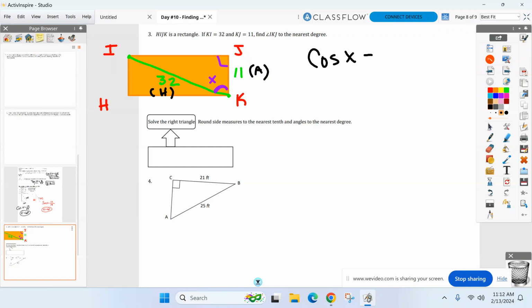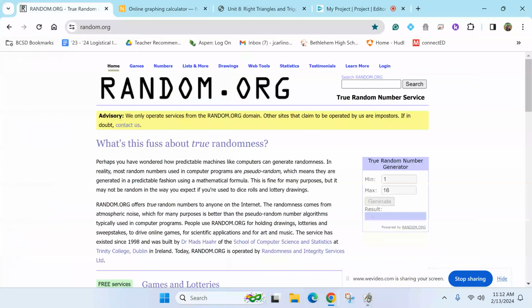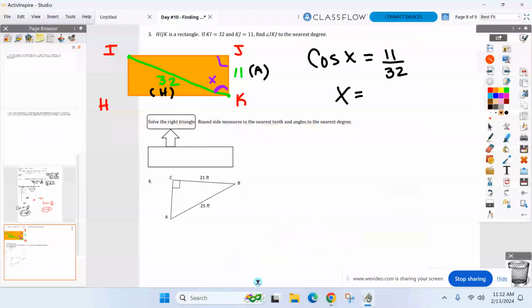Cosine x, adjacent side 11, hypotenuse 32. Shift cosine. And my angle, nearest degree when you're ready. Matt, back to you. Come on. 70. 70. There we go. Back at it.